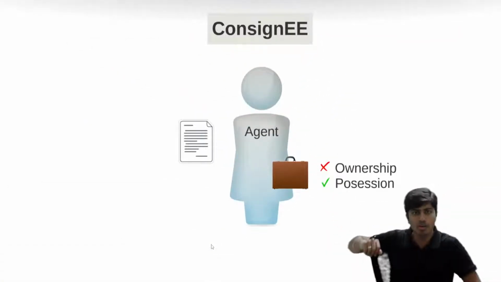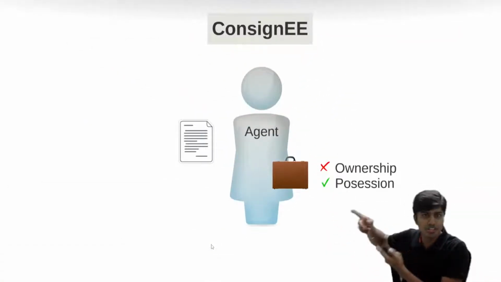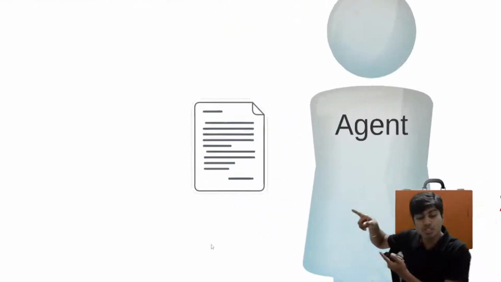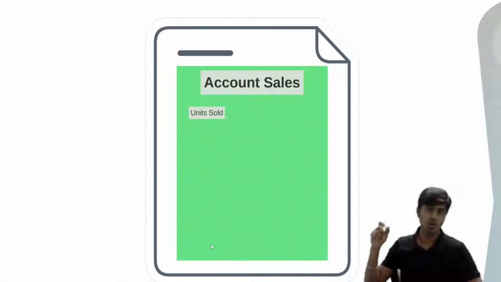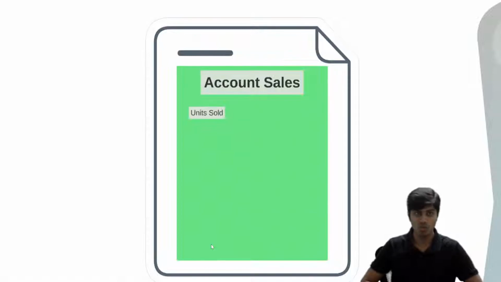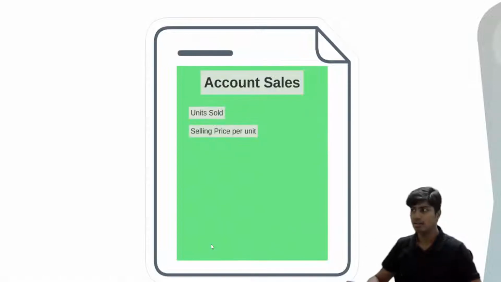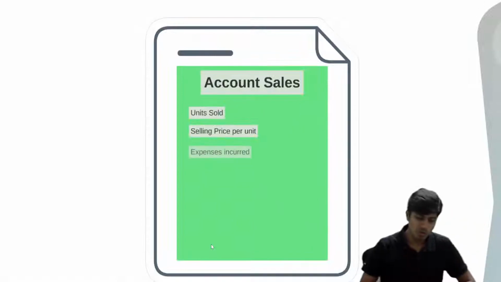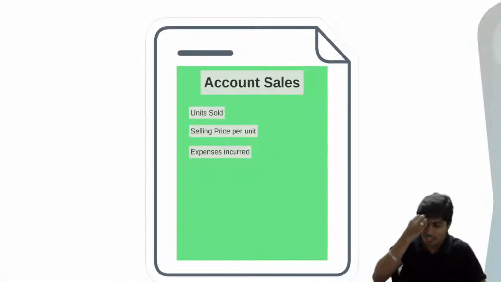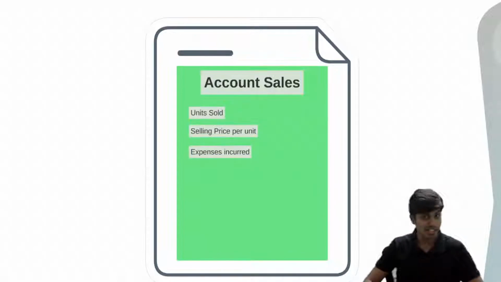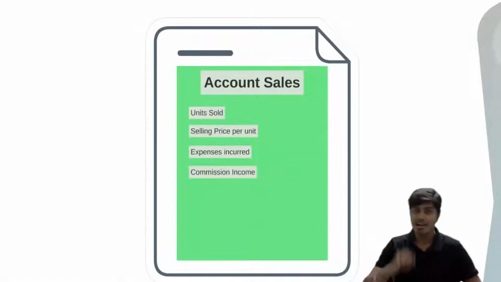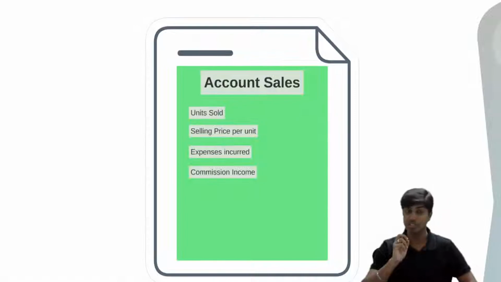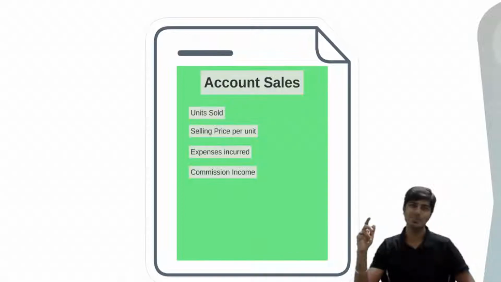Now, you guys tell me what will be recorded in account sales. The consignee has executed the instruction of selling goods. He'll keep a record of units sold. How many units did he sell? And the next thing is at what rate he sold these units. And to sell this, what expense did he incur, and how much is the commission he is entitled to will also be part of this. Expense incurred by the consignee to sell the goods. And it will also include commission income to the consignee. How much is the commission income to the consignee for the sale of these goods?